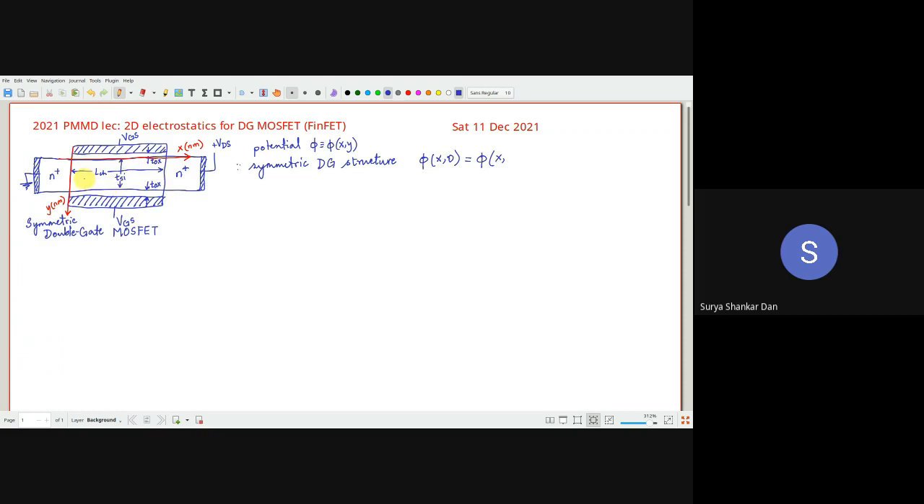Remember, this is the SOI region. Do not forget, this is the SOI. So where is the silicon on insulator? Where is the insulator we are talking about? Either this is the insulator or this is the insulator. So this is a symmetrical double gate.